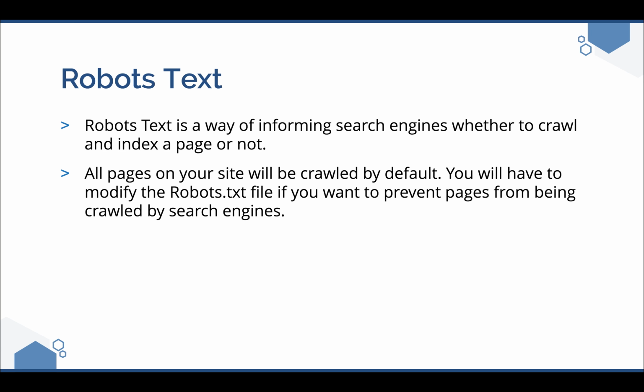Another reason that you may want to block a page using robots text is when you have duplicate pages on your site and you don't want robots to index it, because that would result in duplicate content which could hurt your SEO. All pages on your site will be crawled by default, and you'll have to modify the robots text file if you want to prevent pages from being crawled by search engines.